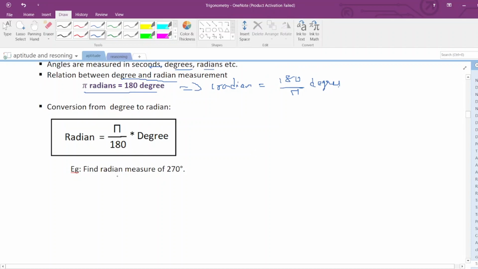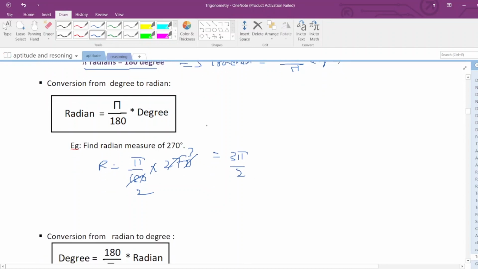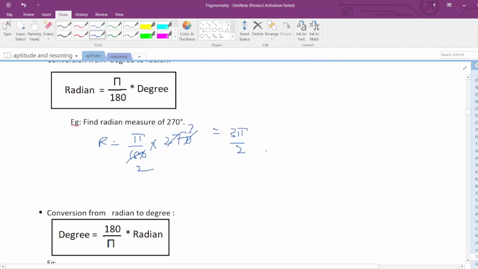Now let's solve this. Find the radian measure of 270 degrees. So radian is equal to pi by 180 into 270. So 0 0 cancel. How much? 9 2s are 18, 9 3s are 27, which is equal to 3 pi by 2 radians. So this is the way we should solve. In this we have converted from degree to radian, right? So 270 degrees is equal to 3 pi by 2.